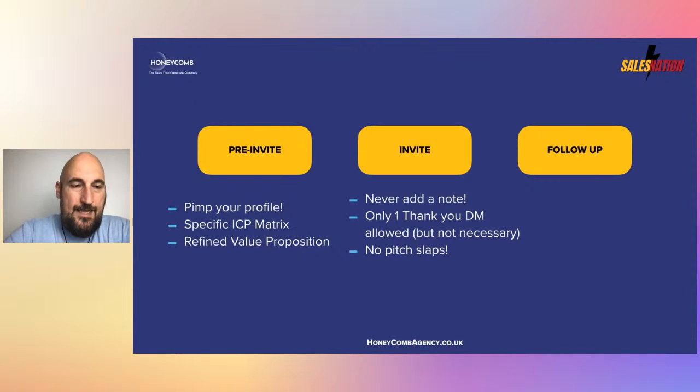Just leave it. Then after the invite is accepted, we have a rule, and that says you're allowed only one thank you DM, but it's absolutely not necessary, right? What we do when someone accepts our invite is simply send a DM that says, good to connect, thumbs up. Or in my case, I have the little devil's heavy metal horn. That's my favorite emoji. So if you see me on LinkedIn, you see loads of these kind of metal signs. So thank you, DM. That's it.